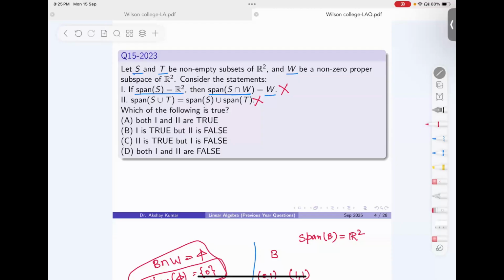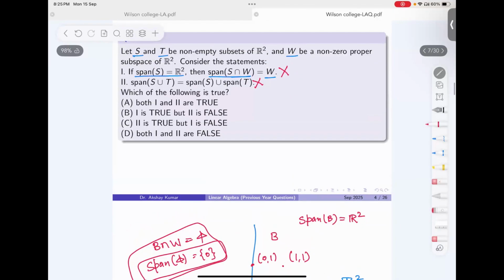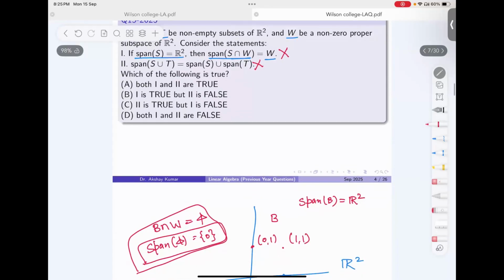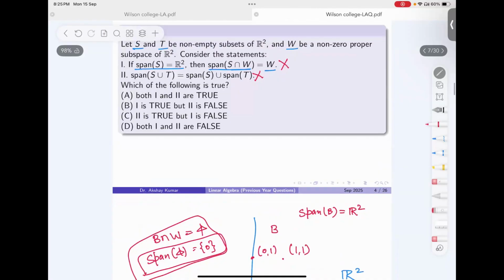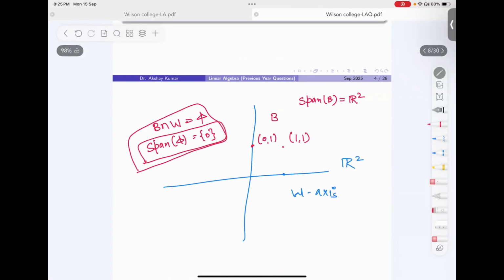Correct? Yes, sir. Sir, please can you explain the statement on why it is false? Your voice is not coming clearly. Can you repeat it again? Yes, am I audible now properly? Now tell me. Yes, can you explain please on why option one is false and particularly the example you have given here? Okay, so first example.